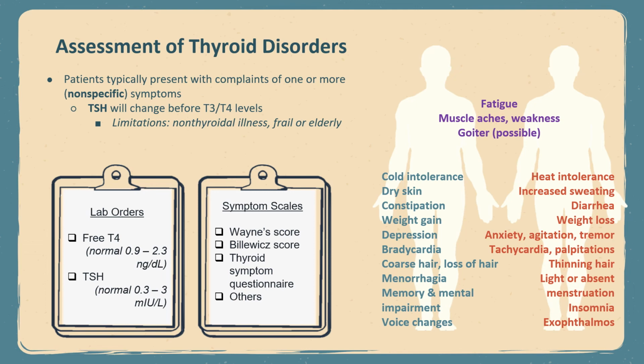Also note that TSH will change before T3 and T4 levels and is often thought to be more specific than the thyroid hormone levels themselves. The limitation to this method is that if a patient has non-thyroidal illness, is frail, or is very elderly, their TSH levels may be falsely elevated or low.